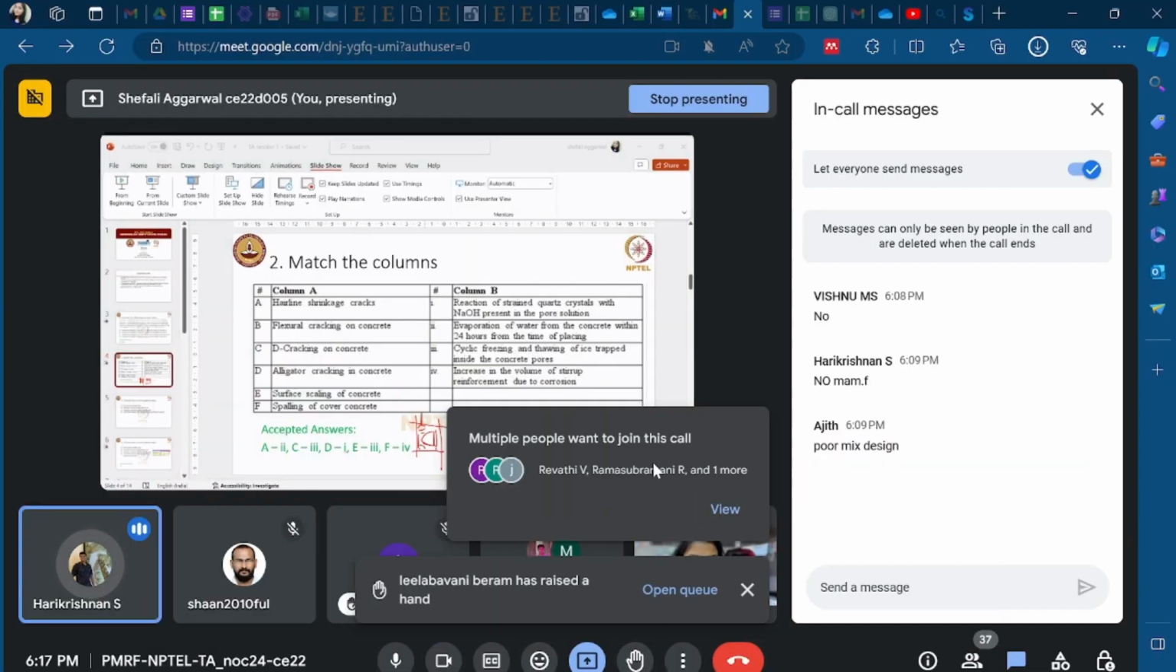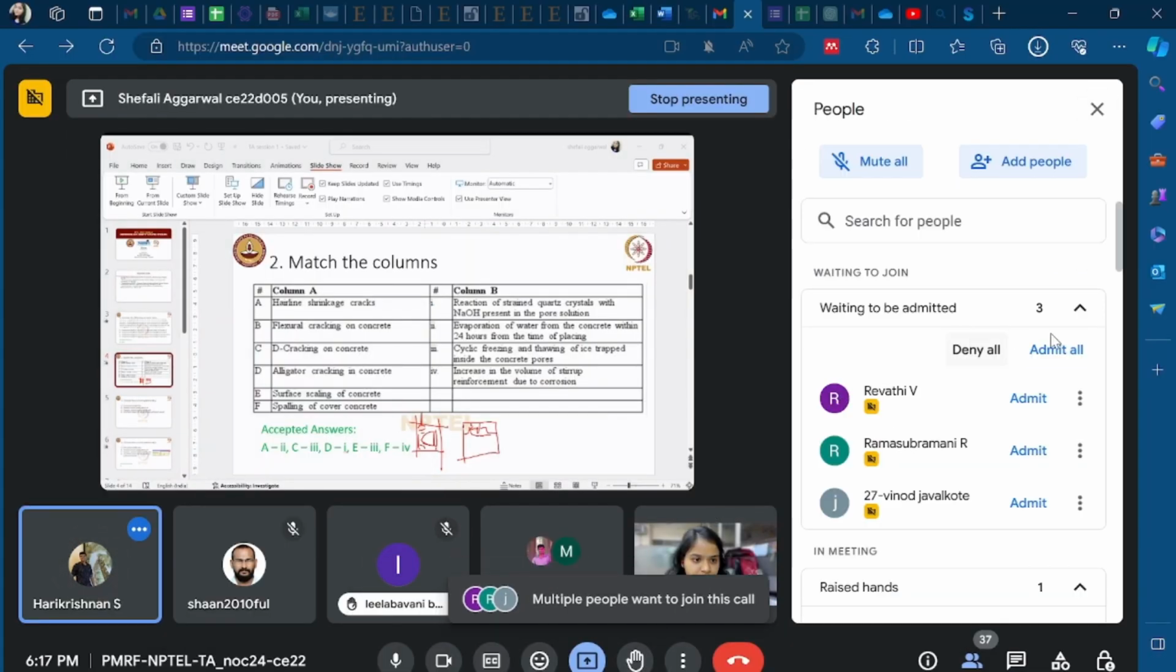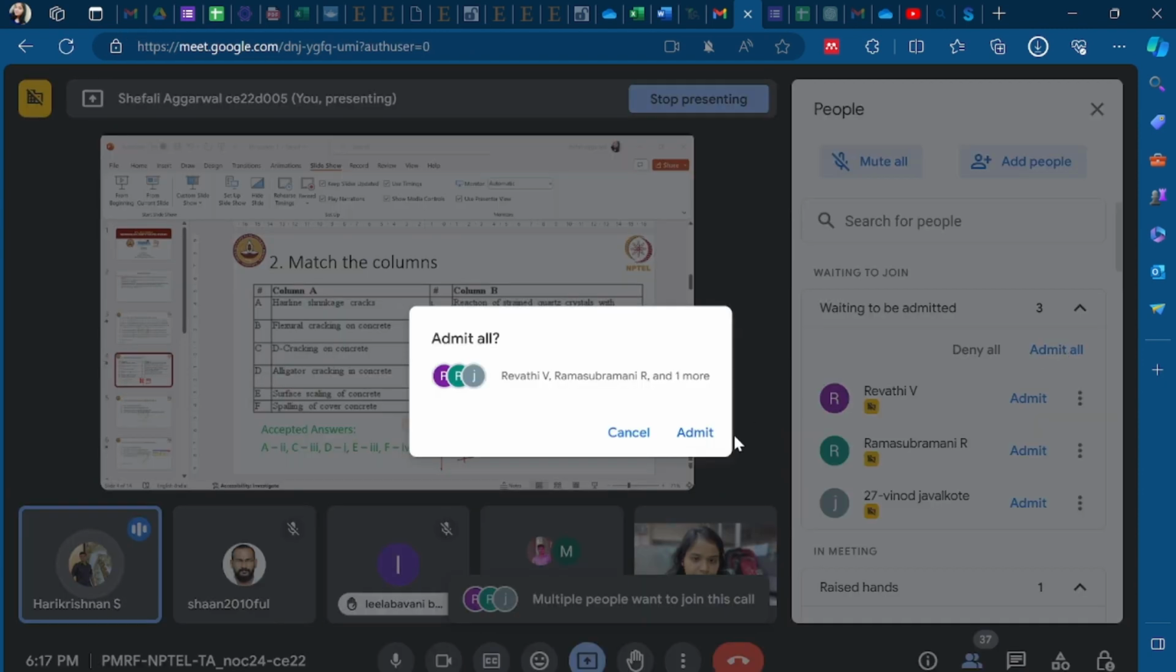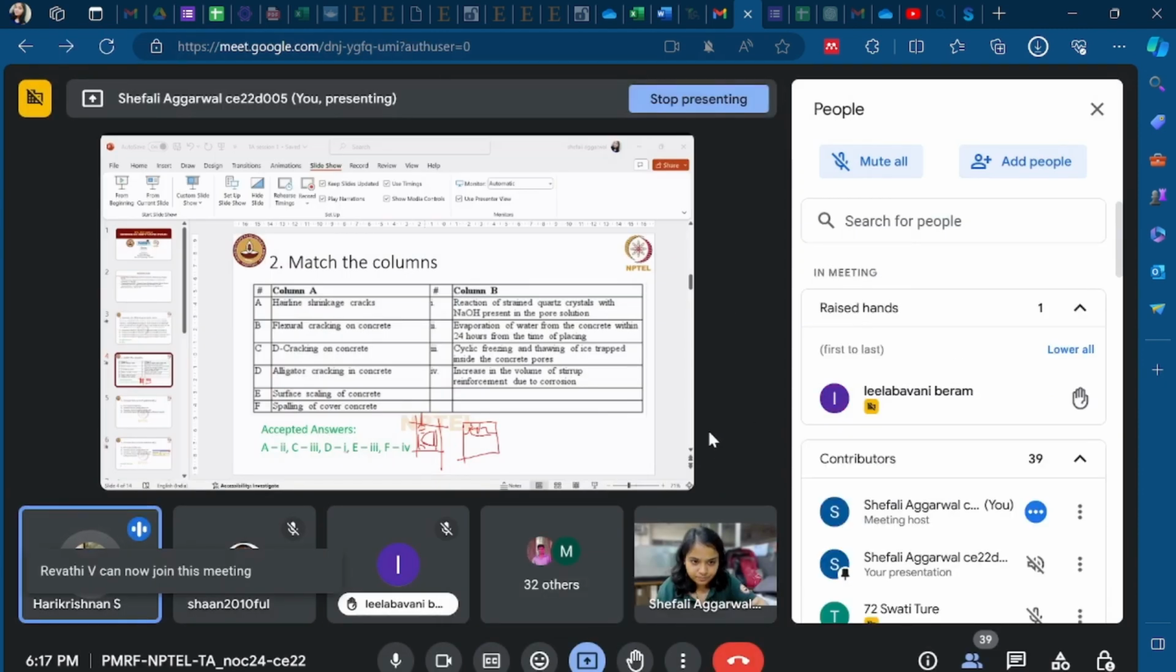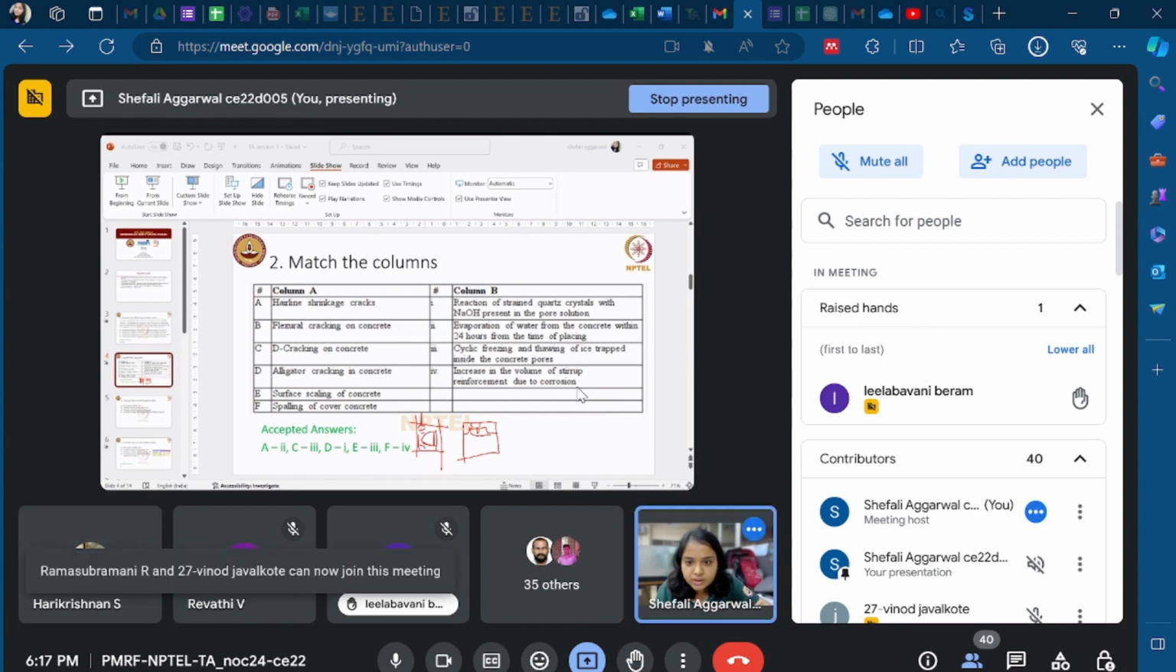Ma'am, just one more thing. Just this surface scaling of concrete. Do you have any images of that? I have not encountered this so far. Surface scaling of concrete. Yes.